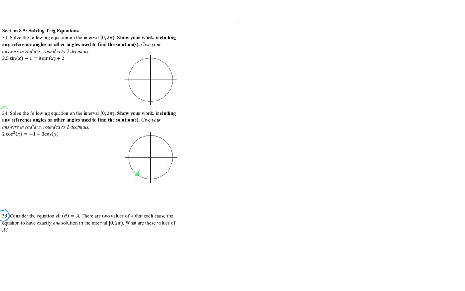Consider the equation sine theta is equal to a. There are 2 values of a that each cause the equation to have exactly one solution on the interval 0 to 2 pi. What are those values of a? So on 0 to 2 pi, the only ones with exactly one solution are where sine is equal to plus or minus 1. So there and there. So a is plus or minus 1.